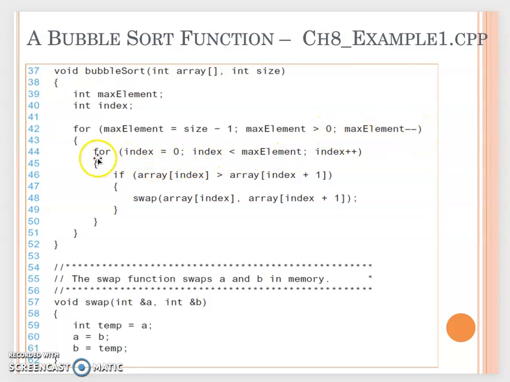So then remember, the inner loop is our comparison. We start from index equal to 0, index less than the max element. So then you see, remember, we always check the first two, right? So we do the index start from 0. I check index plus 1. If the beginning index is greater than the next one, that means you are not in the right order. So then we swap.